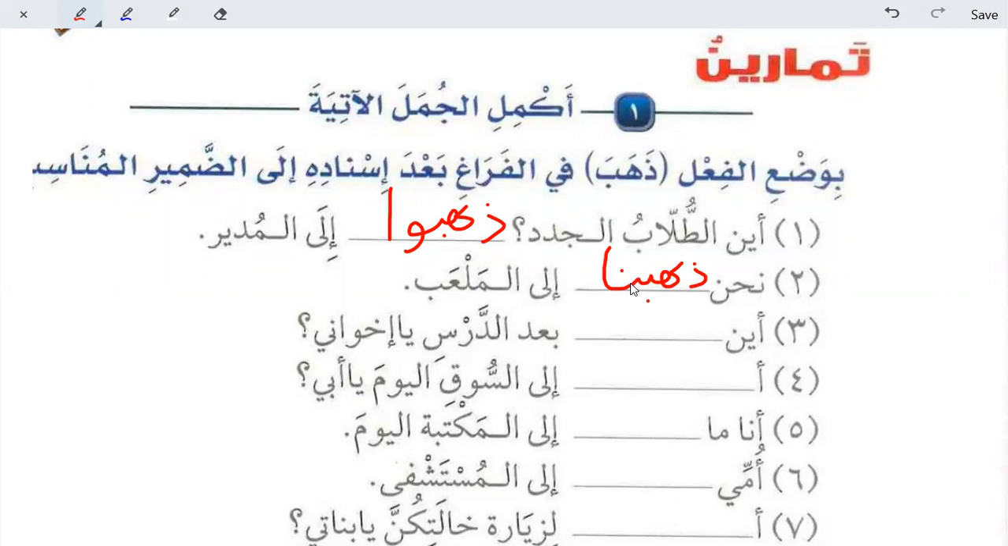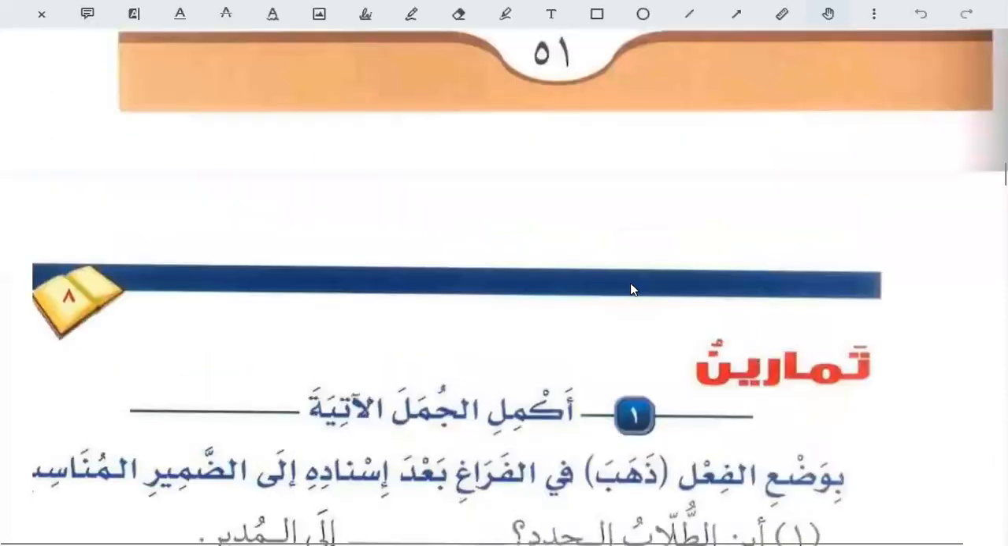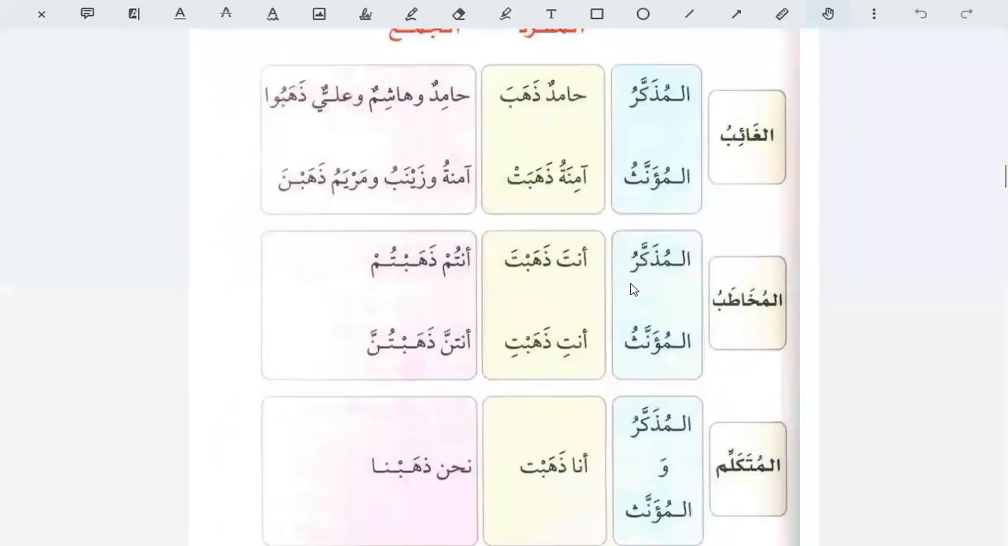Okay. Next. Aina zahabta badal darasi ya ikwani. Zahabta means you went singular, but this is plural, ikwani. So aina zahabtum badal darasi ya ikwani. Here a table is given. Sondi, you need to memorize this table. Zahaba, zahabat, zahabta, zahabti, zahabtu, zahabu, zahabna, zahabtum, zahabtunna, zahabna. You need to memorize all these, okay?